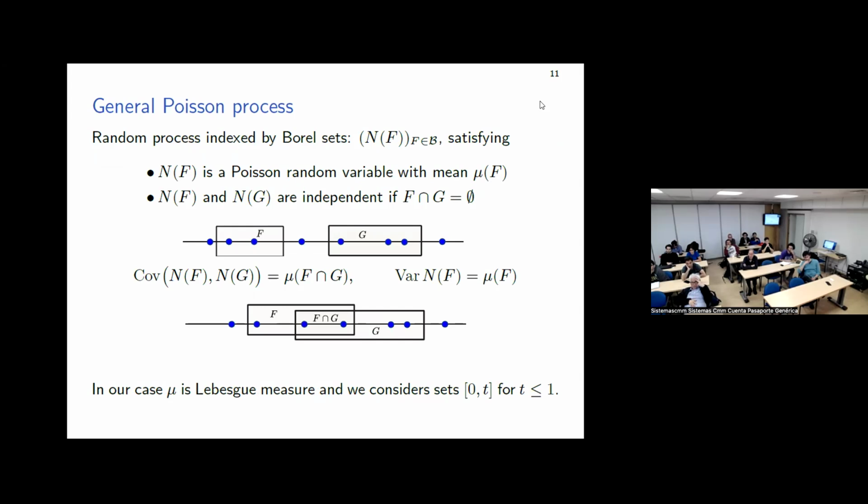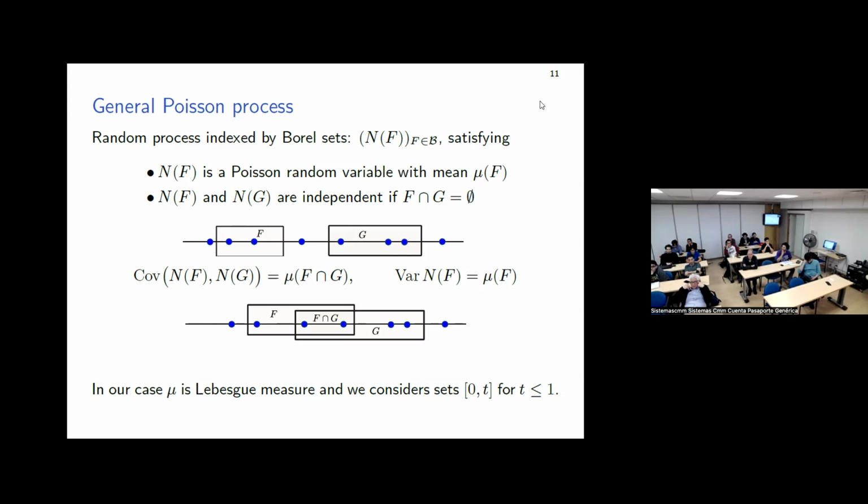In general, for the Poisson process, you have a measure mu on some set. In R^d, for instance, you have the Borel sets of R^d, and then there will be a family of random variables indexed by the Borel sets, and you ask that N(f) is a Poisson random variable with this mean, and N(f) and N(g) are independent if f intersect g is empty.